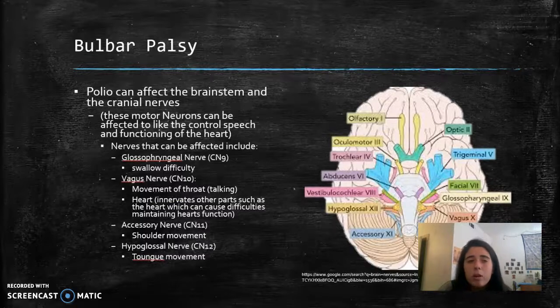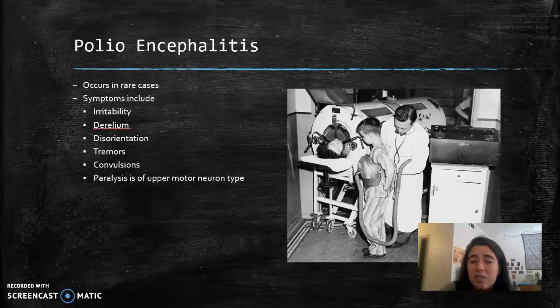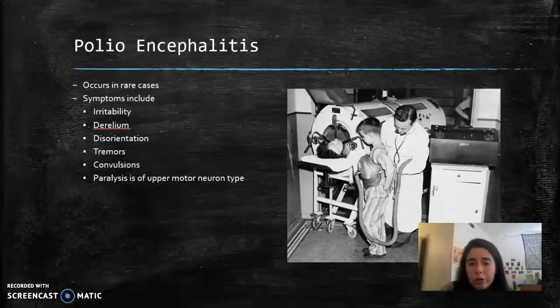Another example of polio can be bulbar palsy, which affects the glossopharyngeal cranial nerve, the vagus, the accessory, and the hypoglossal, which includes swallowing difficulty, the movement of your throat like talking, and also your heart. Your accessory nerve is your shoulder movement, and your hypoglossal nerve is your tongue movement. Now, polioencephalitis is very rare, and symptoms include irritability, delirium, disorientation, tremors, convulsions, and paralysis of the upper motor neuron types.